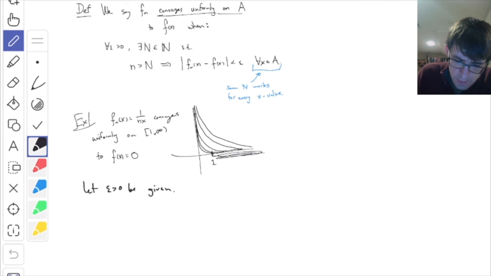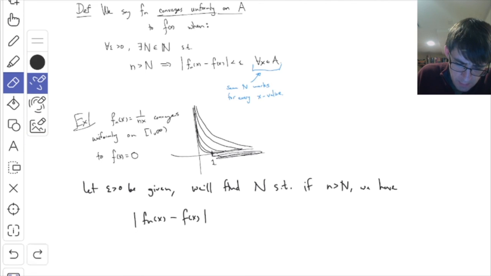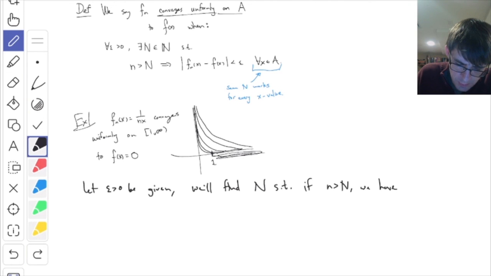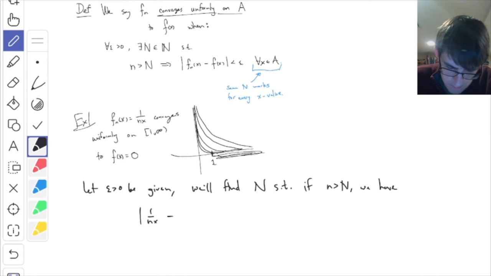And then what do we got to do? We'll find this big N such that if n is greater than big N, we have what we want: absolute value of f_n of x minus f of x less than epsilon. Well, I should actually plug the stuff in. Sorry, what is f_n of x? It is 1 over nx. This is what you would typically do to start such a proof. Minus f of x is just 0, right? And I want to make that less than epsilon.